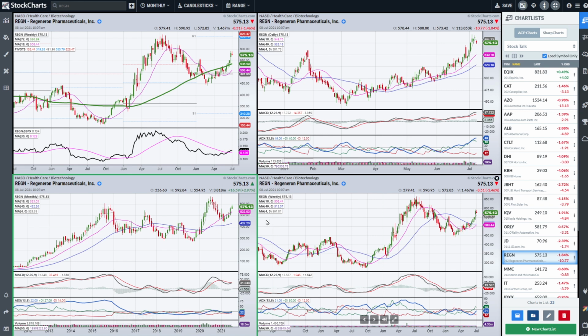So this is the combination. Now, again, I'm looking at it from a monthly and a weekly. This will happen all the time on the weekly chart and the daily chart. You can use that combination. What's happened here on REGN, we've already triggered.